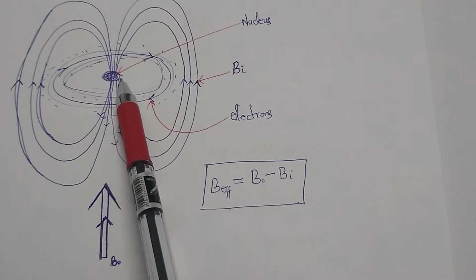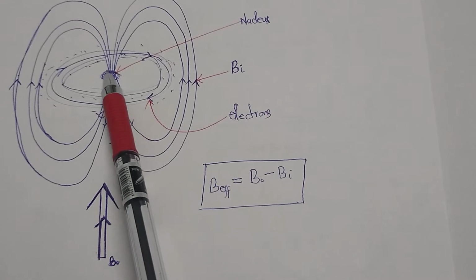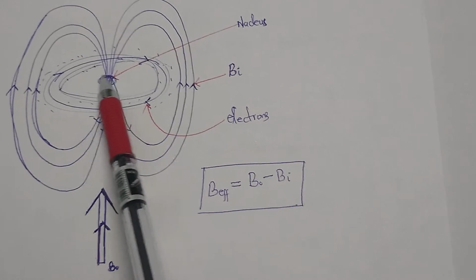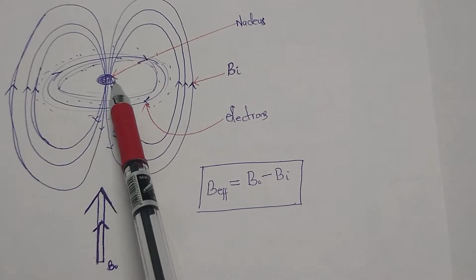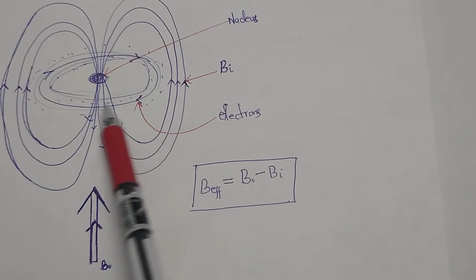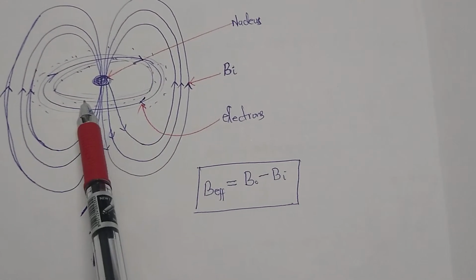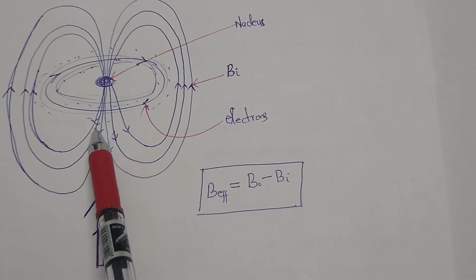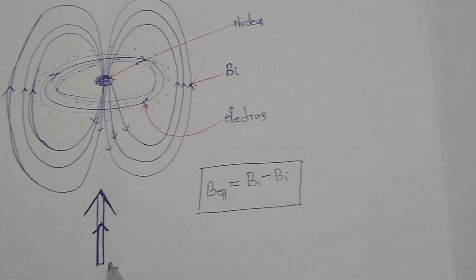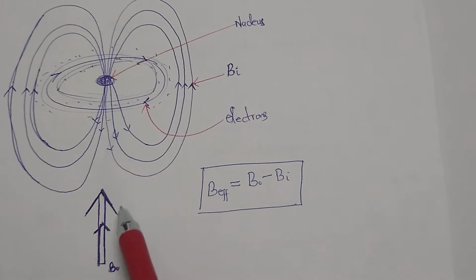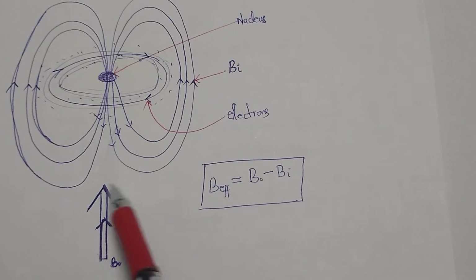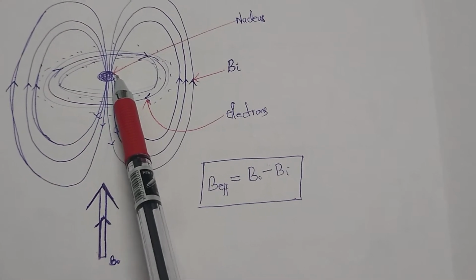The effective magnetic field that will be experienced by this nucleus will be the deciding factor for the precessional frequency of the proton. Now if the electron density here is too high, then the induced magnetic field will be higher. So the effective magnetic field coming out of the externally applied magnetic field to the nucleus will be very less.